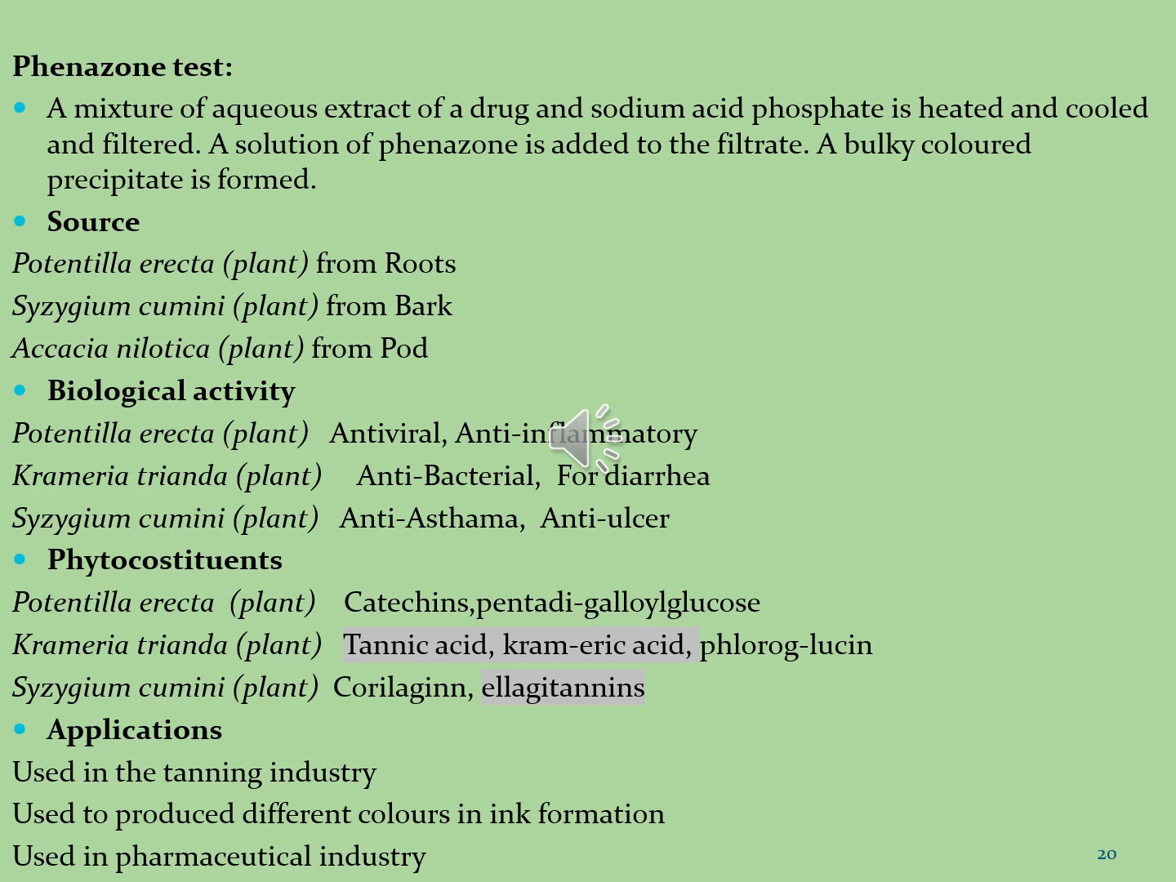So we discuss some important phytoconstituents which are found in these plants, and these phytoconstituents are tannic acid, gallic acid, and ellagitannins. So here we discuss some important phytoconstituents, their uses, and isolation sources. The first phytoconstituent is tannic acid. Tannic acid is found in the seeds, bark, cones, and hardwood of plants.